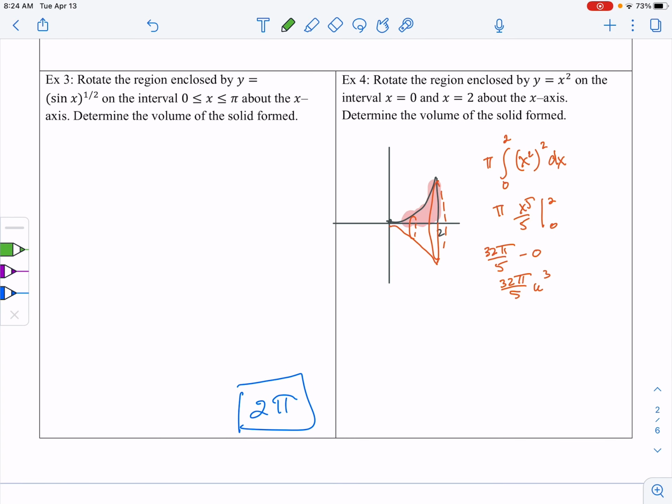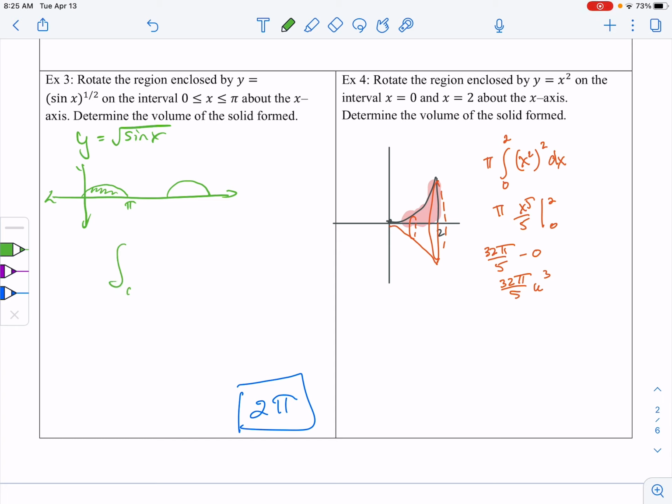All right, rotate the region enclosed by y equals the sine of x to the 1/2. So that's the square root of the sine, right? And I said, oh, man, what's that look like? So I put it in my calculator, and I graphed it. Well, if you think about it, it's going to go like this. Then the sine's negative, so there's no answer. Then it goes like this, and there's no answer. Okay, so this is pi. Between 0 and pi. So we're rotating that right there about the x-axis.